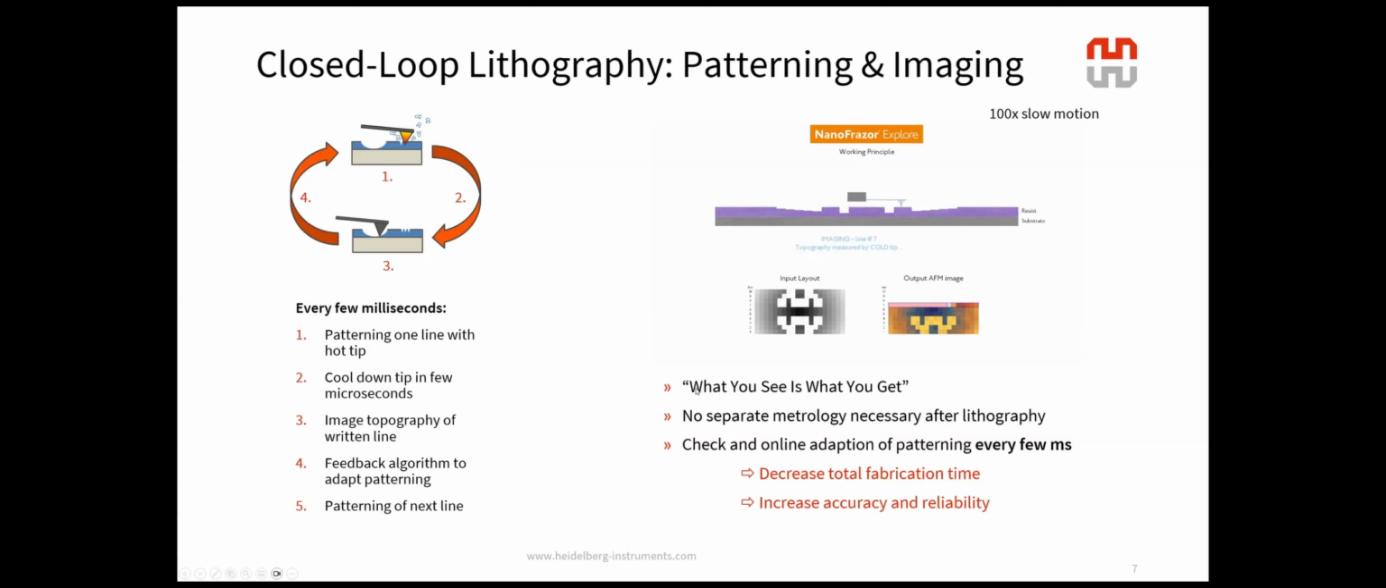In general, we say that what you see is what you get, and we are seeing immediately what we are doing, so no separate metrology is necessary after the lithography step. In general, this closed loop lithography allows an adaptation of the patterning every few milliseconds because of the feedback system, and overall this decreases the total fabrication time and also increases the accuracy and reliability of the NanoFrazor.